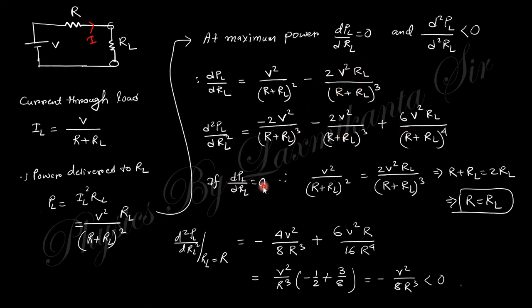Setting the first derivative to 0, you get R equals RL, and putting R equals RL in the second derivative, you get a negative value. So these two conditions are satisfied. At R equals RL, the power will be maximum. So maximum power is transferred to the load from the source when the load resistance is equal to the internal resistance of the source of the circuit. This is called the maximum power transfer theorem.